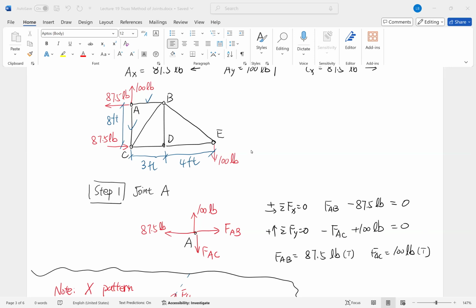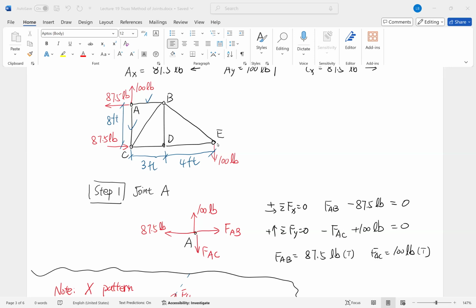Okay, typically we start from the edge of the structure. If you look at the free body diagram of the entire structure, we can start from joint A, and we can also start from E as well. Both are acceptable here. Okay, so we choose to go with A. Why? Because for A, we only have two unknowns. That is member forces in AC and AB.